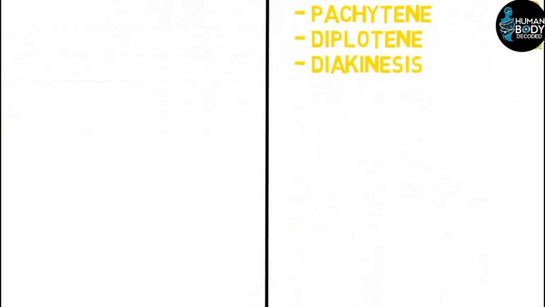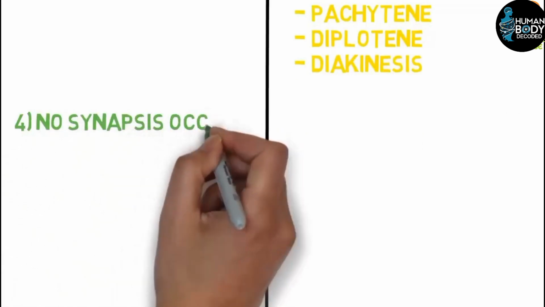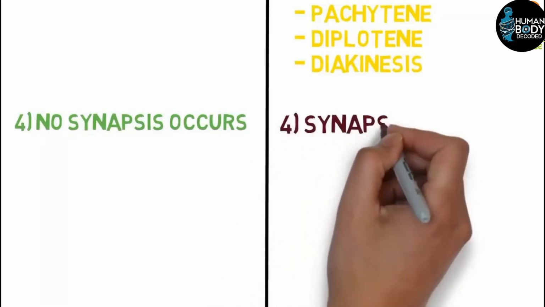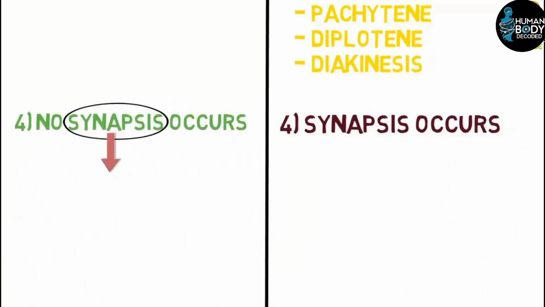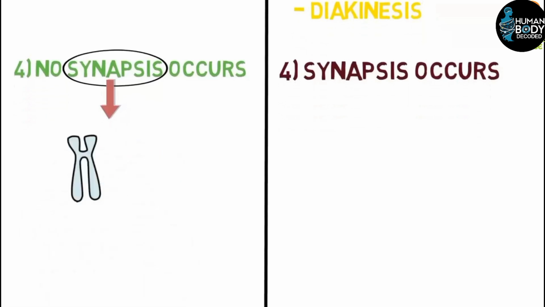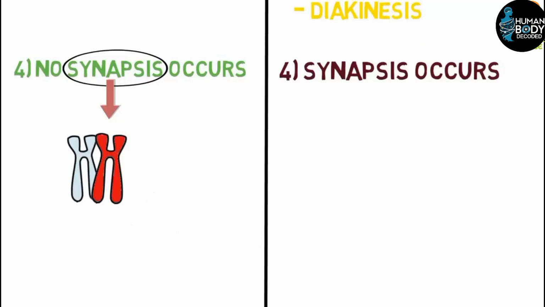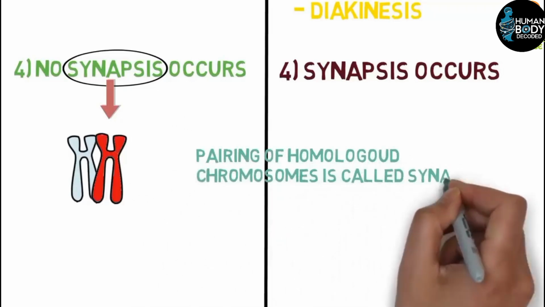Difference number 4. Synapsis. The fourth point is that in mitosis, synapsis does not occur, but in meiosis, synapsis occurs. Now, what is synapsis? Look, this is chromosome A, and this is chromosome B. When these two meet, their pairing is called synapsis. Its definition would be the pairing of homologous chromosomes is called synapsis.